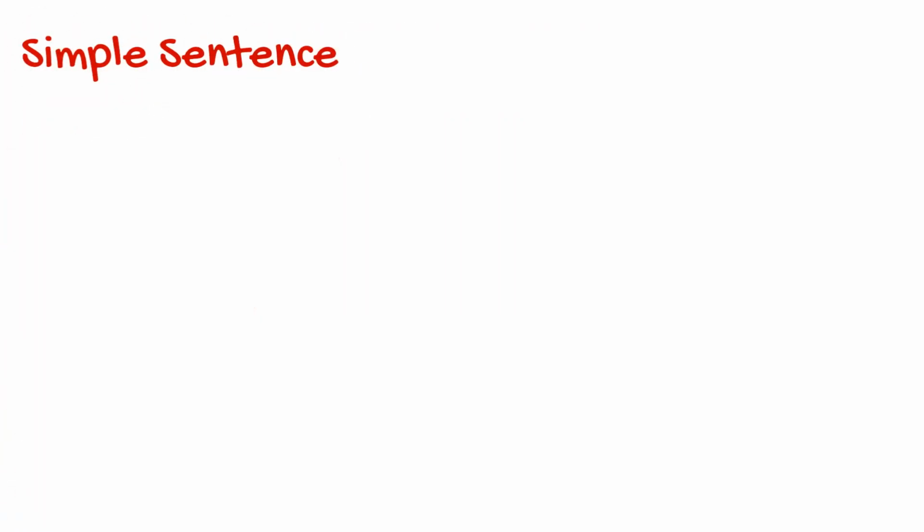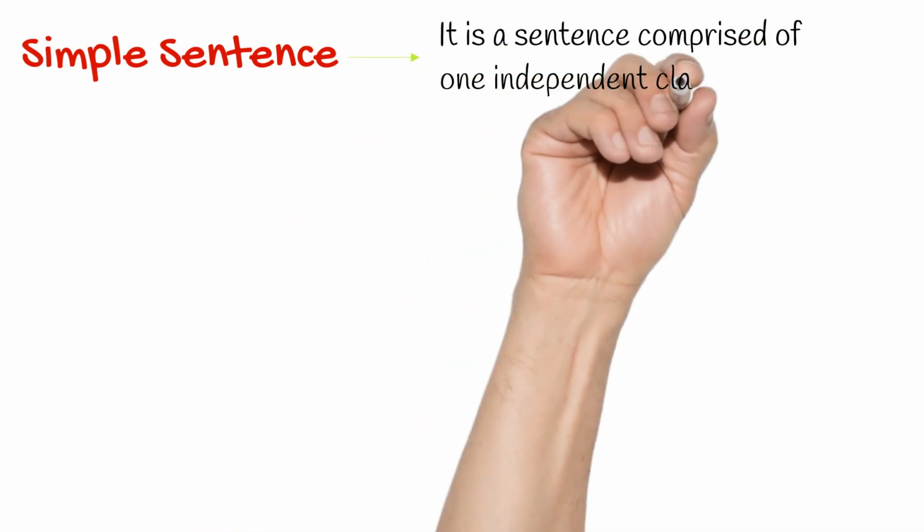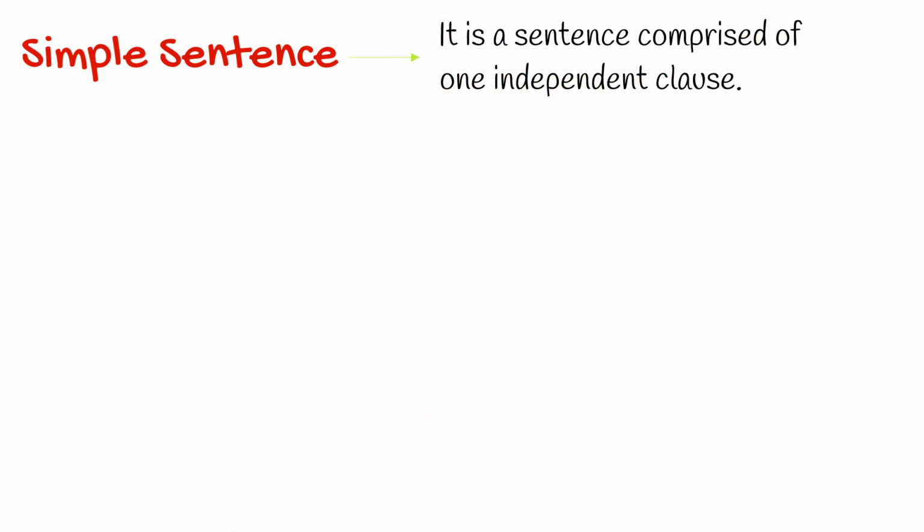What is a simple sentence? It is a sentence comprised of one independent clause. We know an independent clause is composed of a subject and its predicate. We have already discussed all these topics vividly in previous tutorials. You can check out those by clicking the I button. Now let's take some examples.